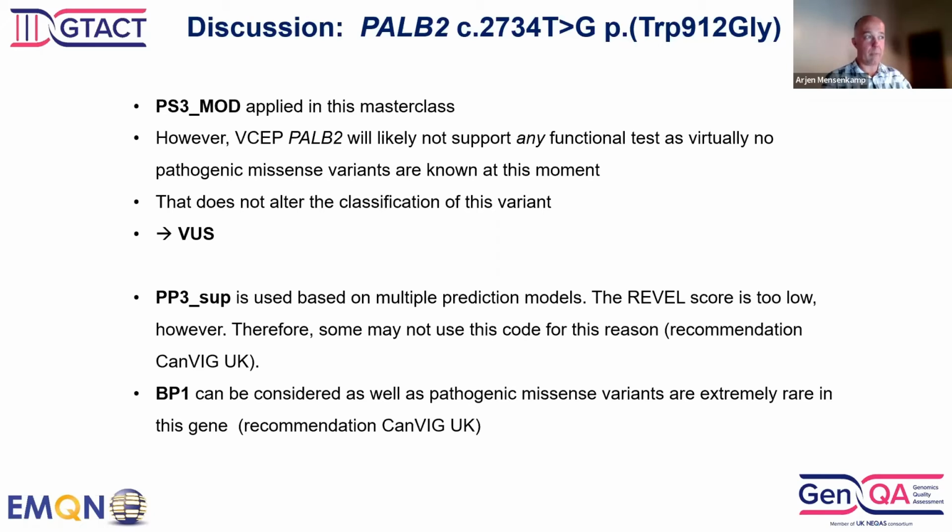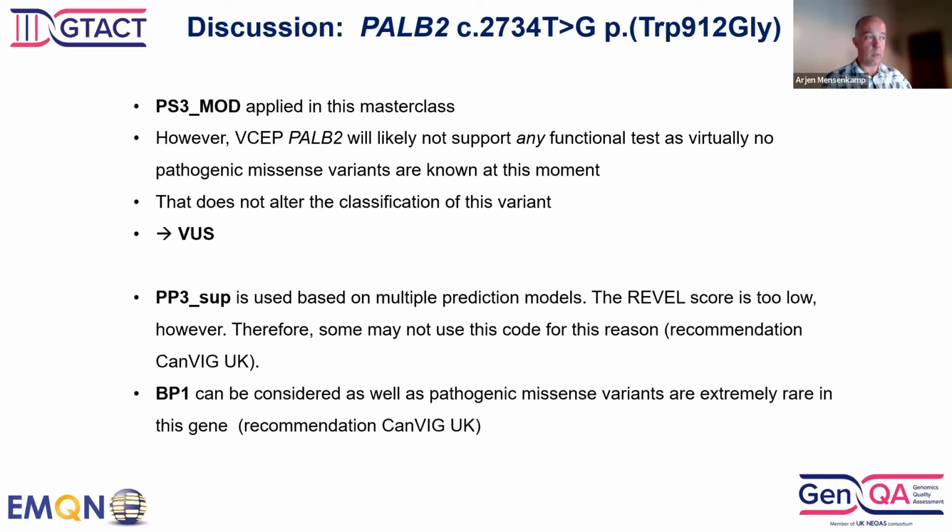We also applied PP3 supporting, as multiple prediction models suggested a deleterious effect. However, the REVEL score is too low for that. CanVIG-UK guidelines suggest only using the REVEL score and not a combination of all tools, and therefore, according to the CanVIG-UK rules, you cannot apply PP3 supporting.